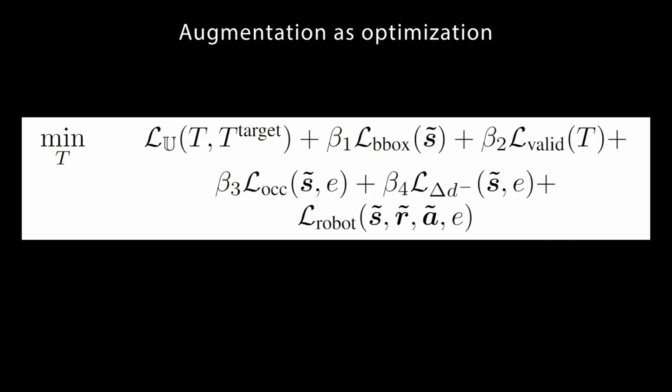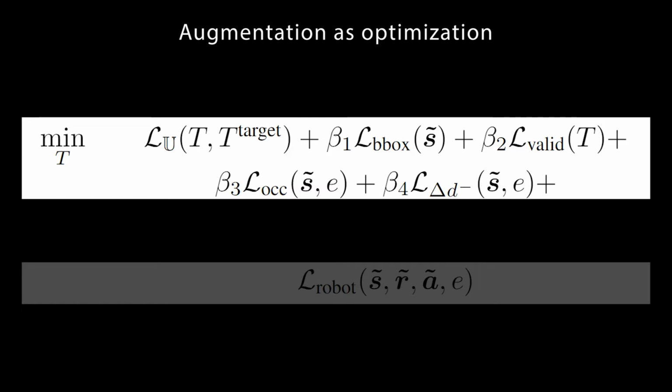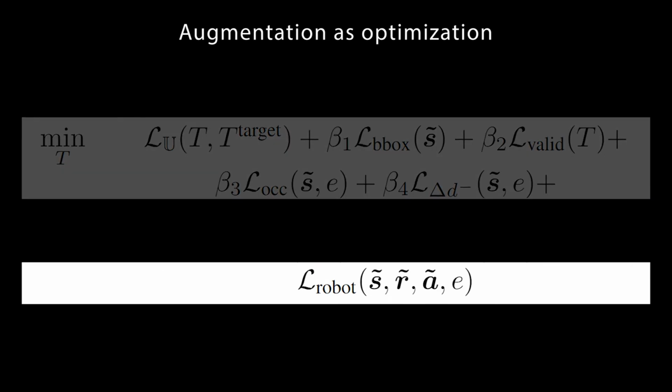We solve the optimization problem by splitting it into 2 parts. In part 1, we optimize the validity, relevance, and diversity for the moved object state. In part 2, we optimize the validity of the robot state.